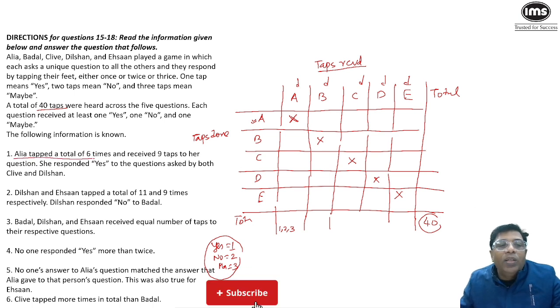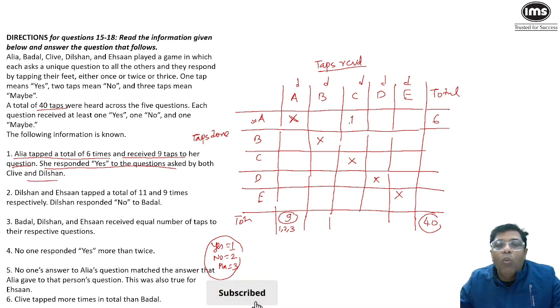A tapped a total of 6 times and received 9 taps to her question. So A tapped a total of 6 times, so the row-wise value has to be 6 and the column-wise value has to be 9. She responded yes to the questions asked by both C and D. So when C and D asked questions, A responded yes. Yes means one tap, so these two values have to be 1.